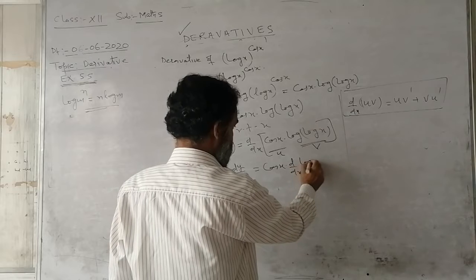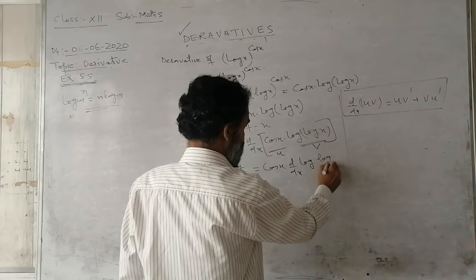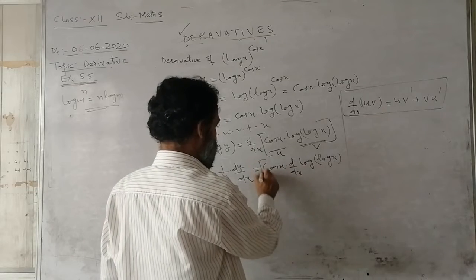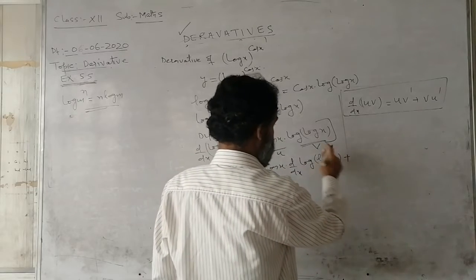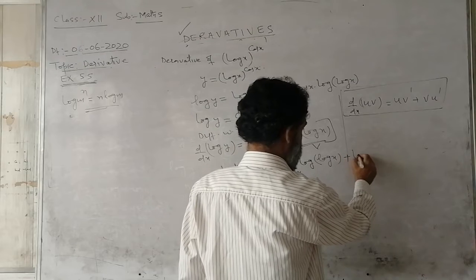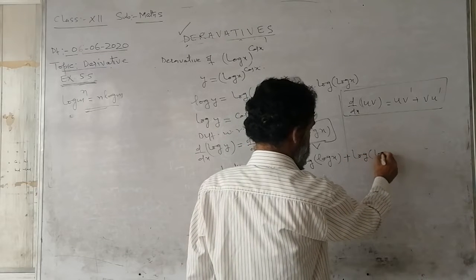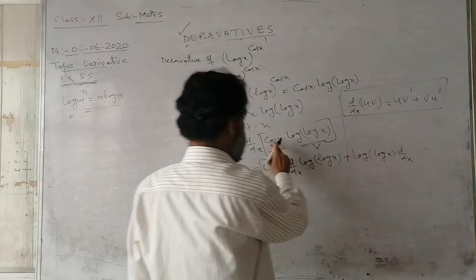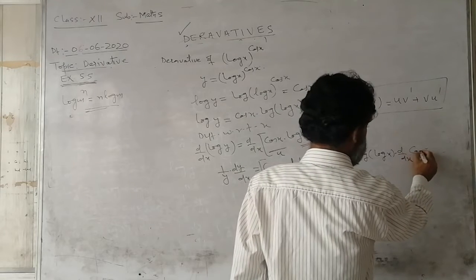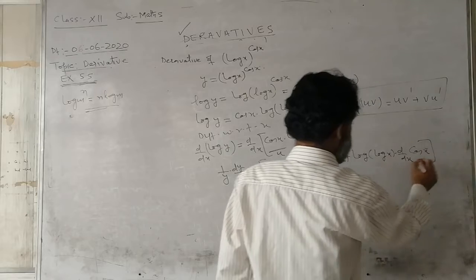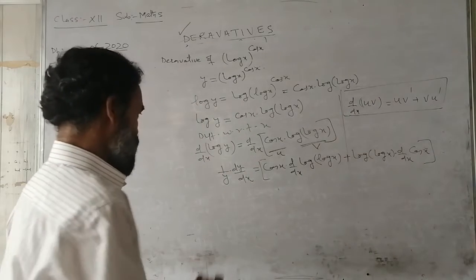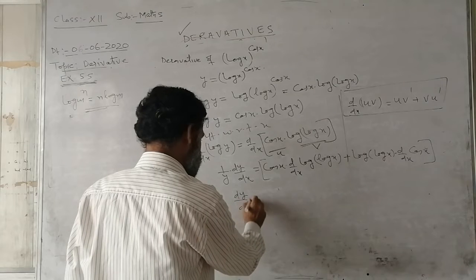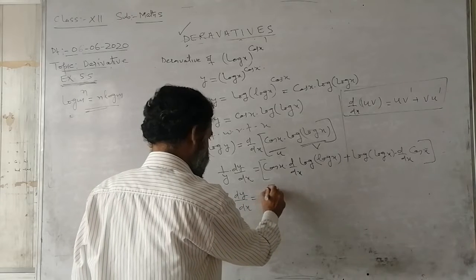The second is log x. So first into derivative of second, plus second function into derivative of the first function, that is cos x. So dy upon dx, can I write in this way.